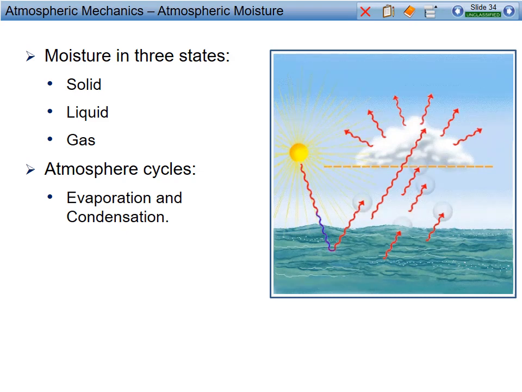Moisture exists in three states, and we're talking about H2O here. It can be either a solid, as in ice, liquid, as in water, or gas in the form of water vapor. The atmospheric cycle is that changing in state between those forms. So evaporation and condensation is the most common form of that, and then once temperatures reach below freezing is when we start to see it in its solid form.